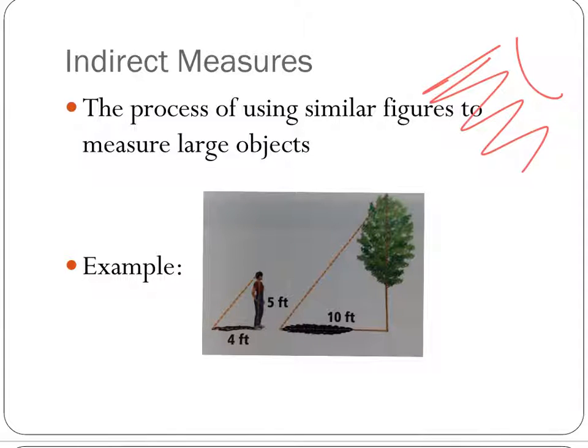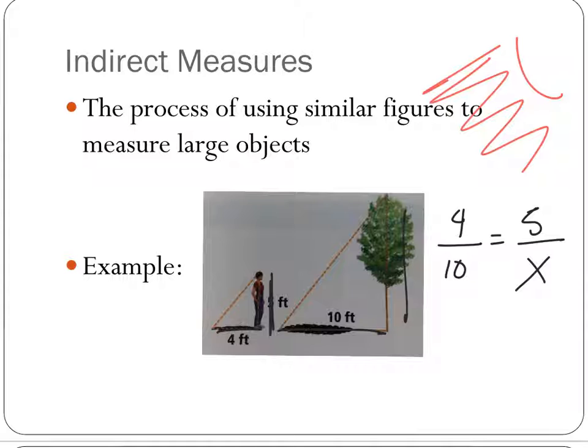So over here I have a 10-foot shadow from this tree. I don't know how tall the tree is, so I can use that to calculate it. Again, we'll do lots of examples. This is just for your notes. You can say the bottom, 4, matches up with the 10, the shadow over here. And then the height of the person, the 5, matches up with the height of the tree, and I don't know what that is.